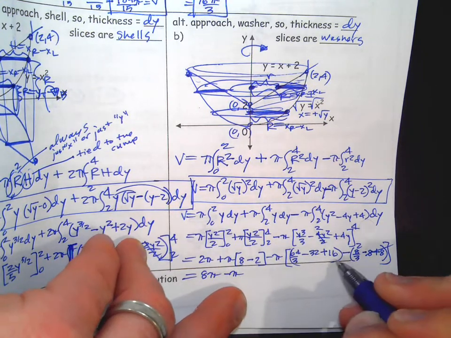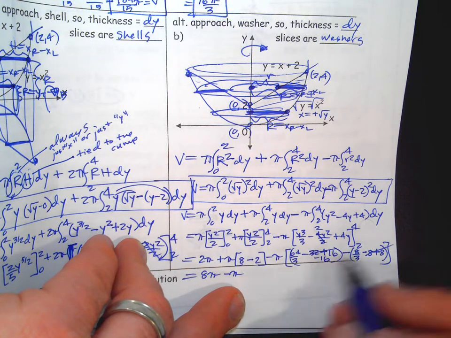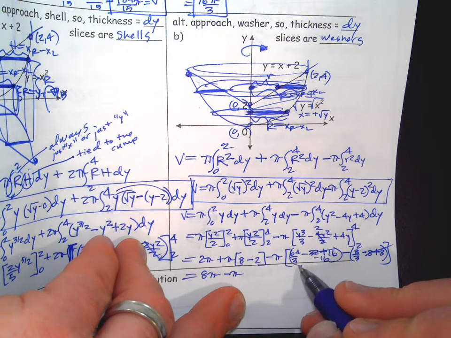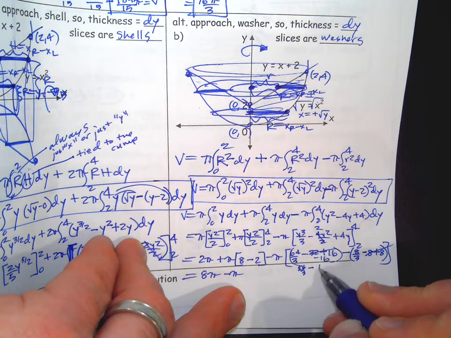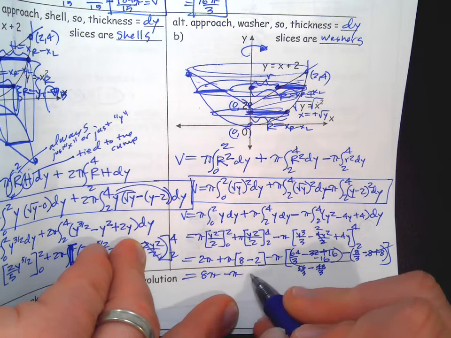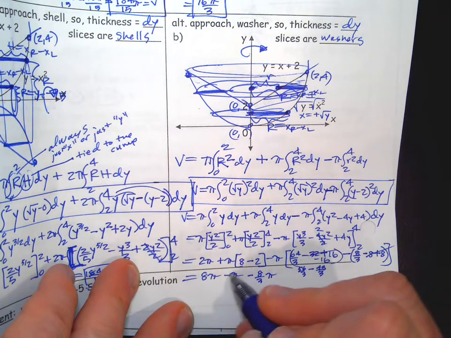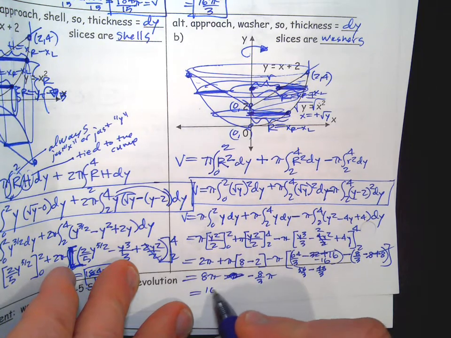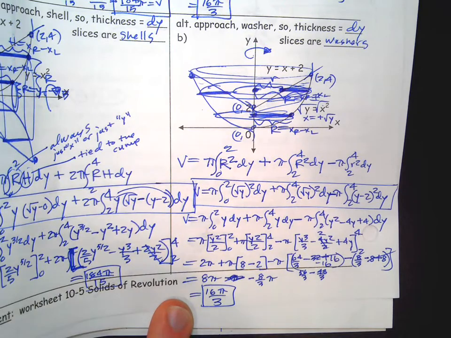minus, this is going to be negative 16. And we have 64 thirds minus 8 thirds would be 56 thirds. Minus 16 would be 48 thirds. So that's going to be 8 thirds minus 8 thirds pi. So 24 is going to be 16 pi over 3. Same answer that we got up above.